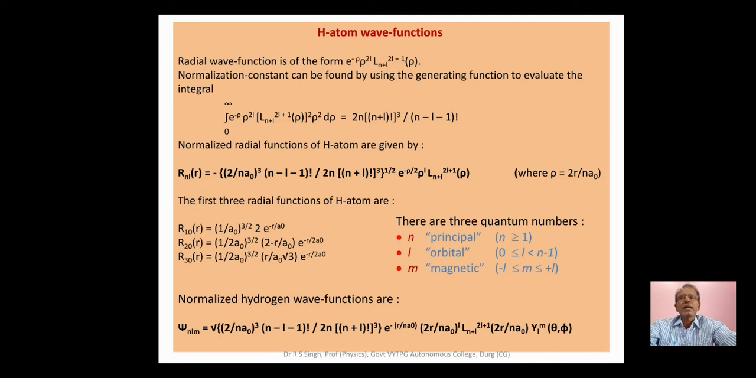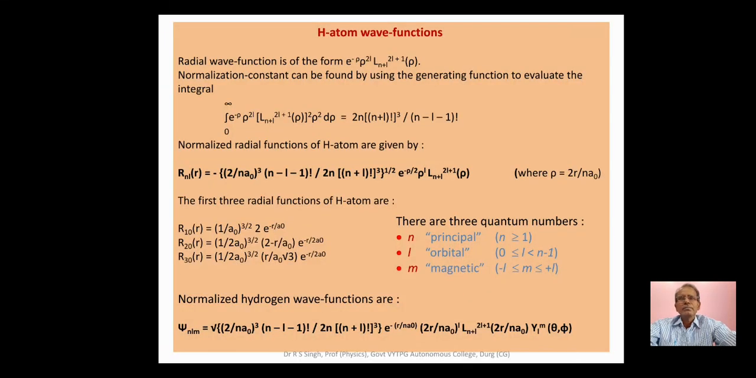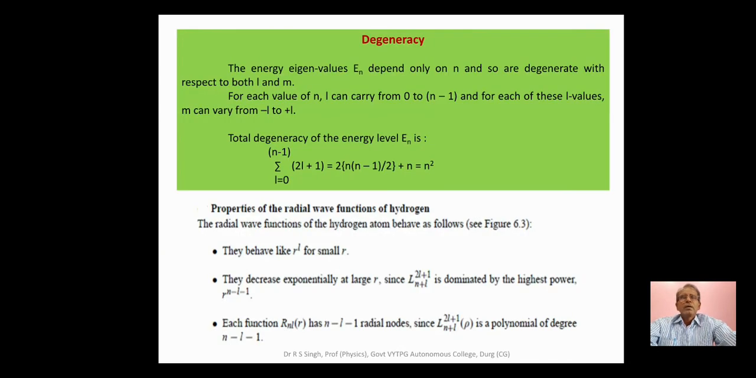Finally, we get the normalized wave function of the hydrogen atom psi n l m by putting the values of capital R, capital Theta and capital Phi. Now the degeneracy, which refers to the available number of eigenstates corresponding to the same energy eigenvalue. For n equal to 1, we have degeneracy equal to 1, and for n equal to 2, we have degeneracy equal to 4, expressed by 2s, 2p, 2d, 2f orbitals.